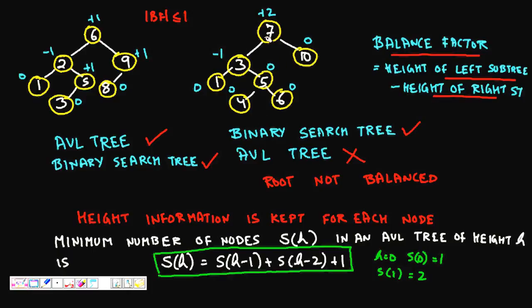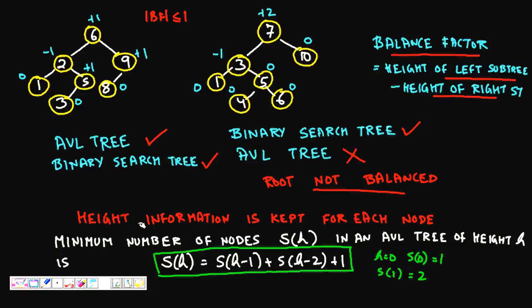If you see the root, it's 1, 2, 3 here, and here it's only 1, so 3 minus 1, it's plus 2. So this is not an AVL tree. Okay, so the root is not balanced. So now let's look at the height information, which is kept for each node.